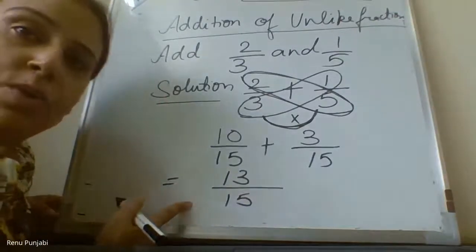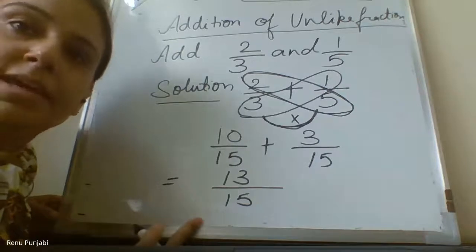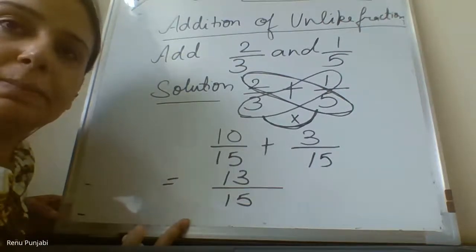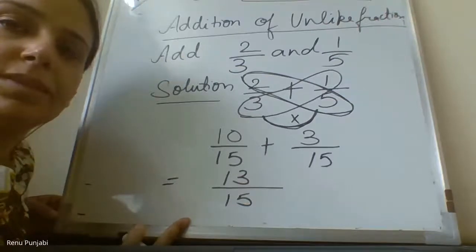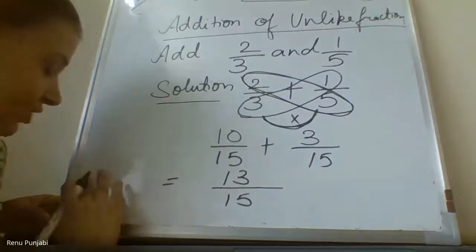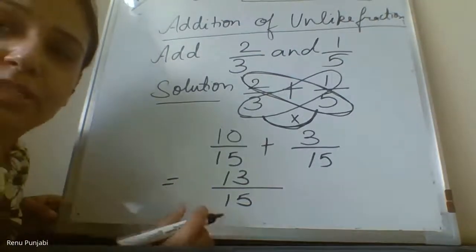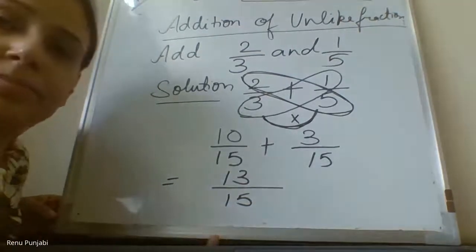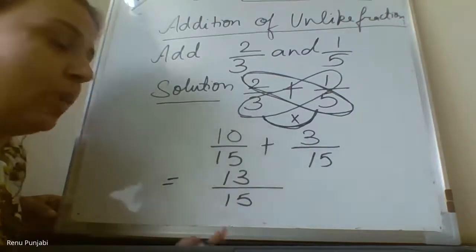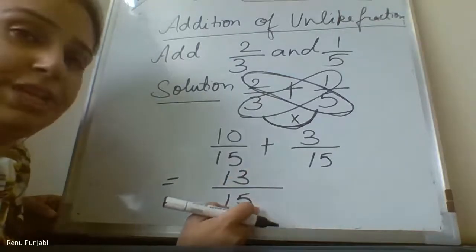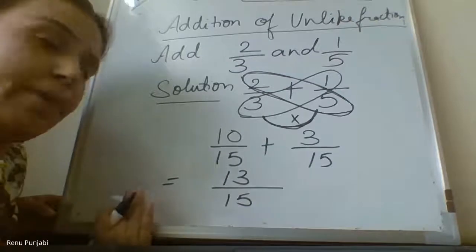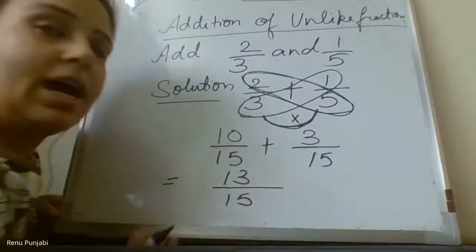So, now is it possible to reduce to the lowest term here? Please write yes or no in the chat box. No. Why? Because 13 and 15 both do not come in one table. So we stop here. So this is our answer.